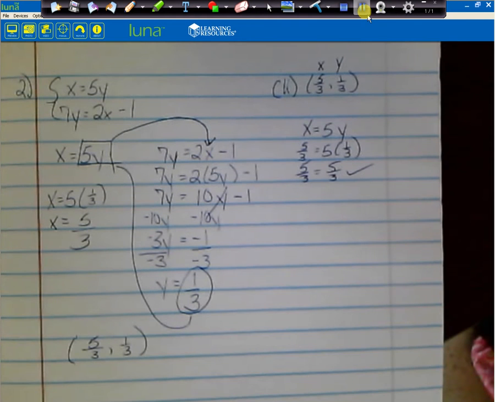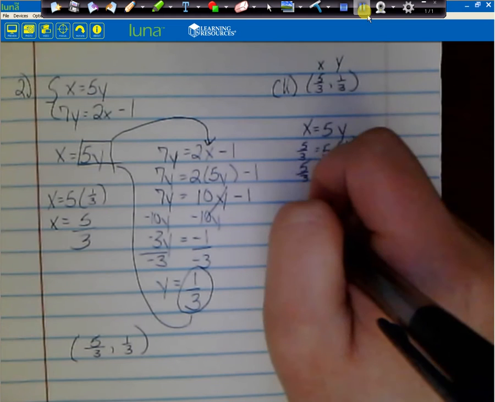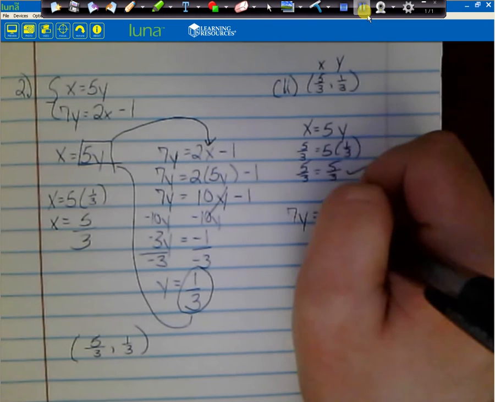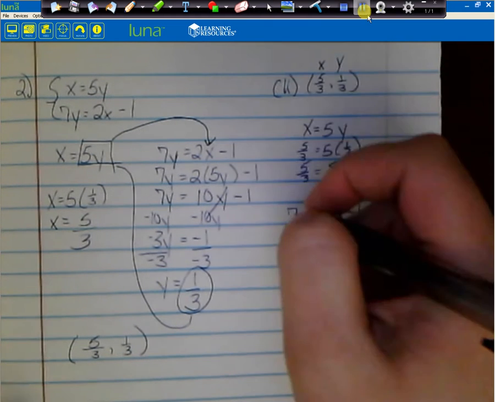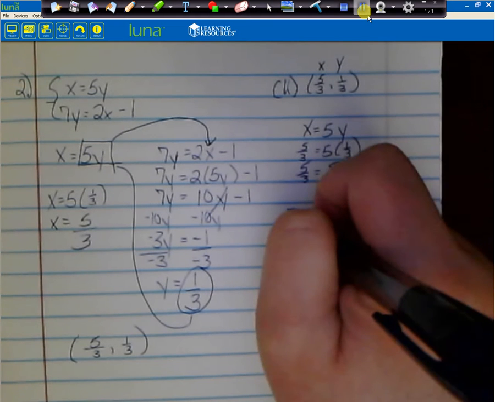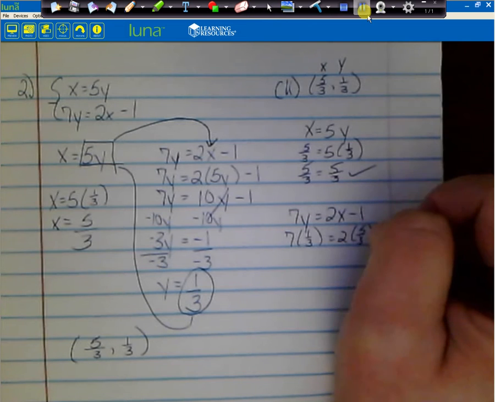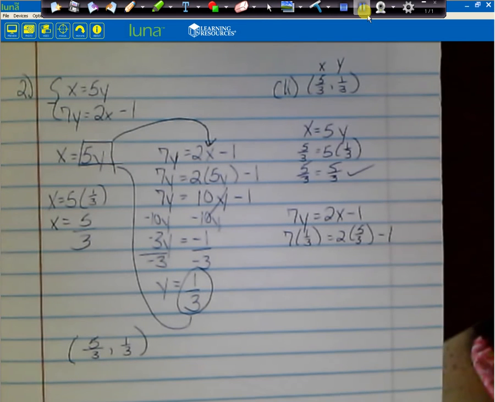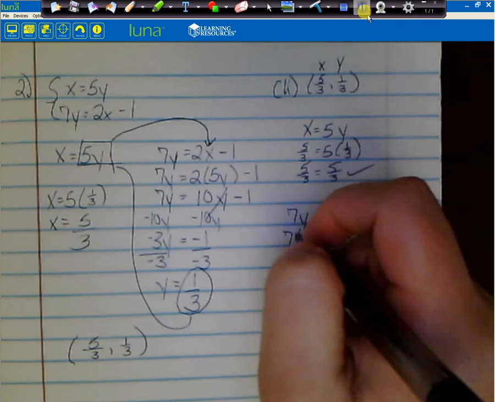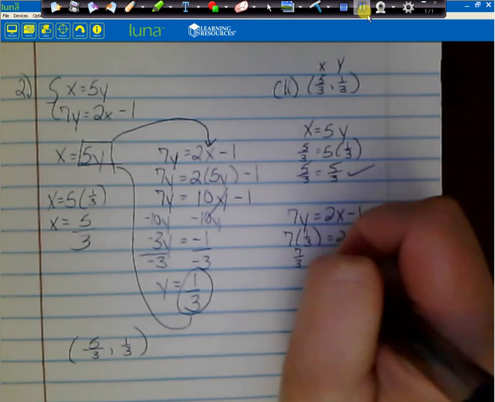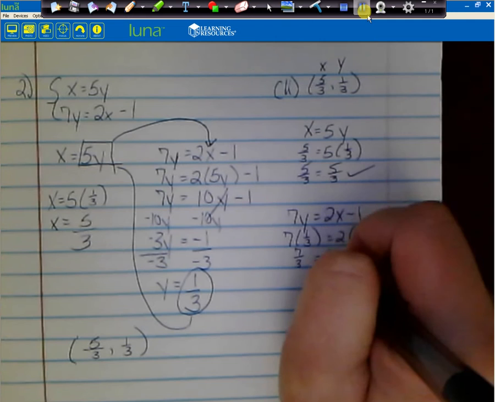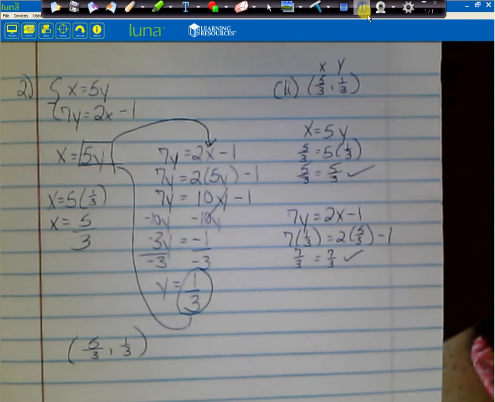Then I have to check it in the second one, so I'm going to say 7y equals 2x minus 1. Instead of y, I'm going to put in 1/3. Instead of x, I'm going to put in 5 over 3. And again, if I were you, I would use that alpha y equals button on my calculator when you're working on these in class tomorrow to check these. I definitely would not do this by hand. And when I plug this in my calculator, I get 7 over 3 equals 7 over 3, which checks out. So both of those check.